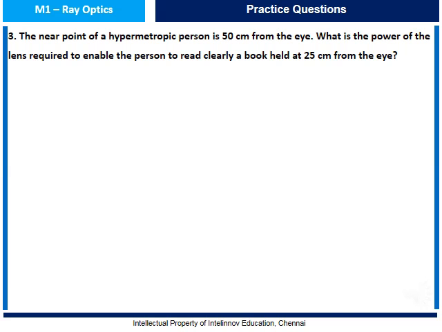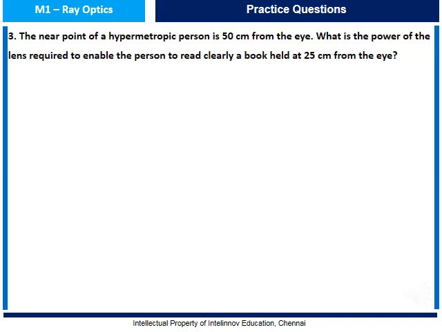Question number 3. The near point of a hypermetropic person is 50 centimeter from the eye. What is the power of the lens required to enable the person to read clearly a book held at 25 centimeter from the eye?